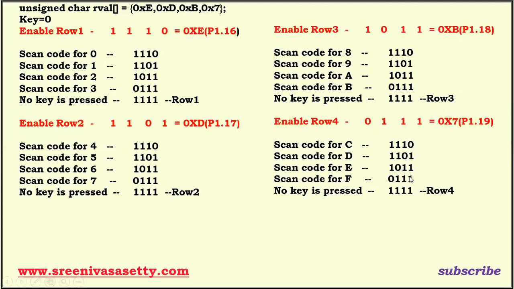In the same manner here 12, 13, 14, 15. 15 is nothing but F. Which key we have pressed? F. Assume no key is pressed in the fourth row also, we will get what? 1, 1, 1, 1. Therefore, what is the status of key? Key contains 16. 4, 4 plus 4, 8, 12, 16.